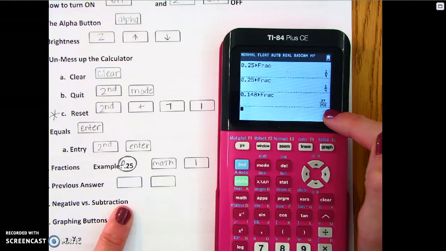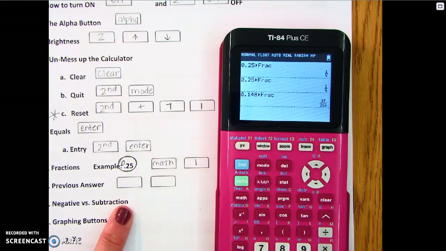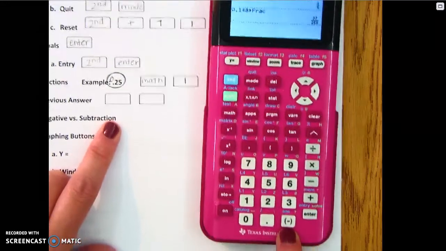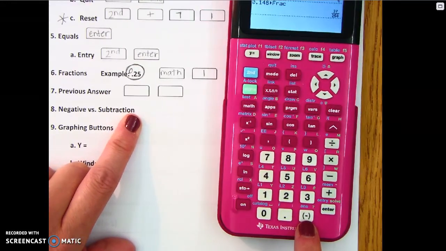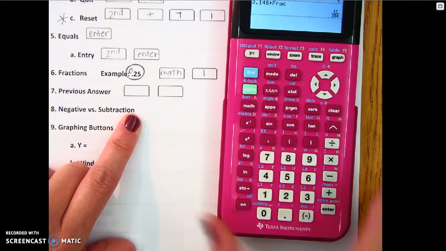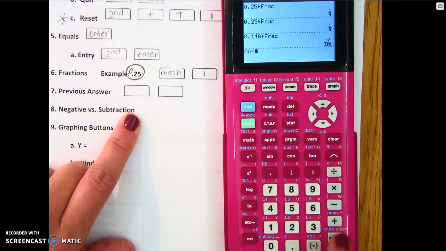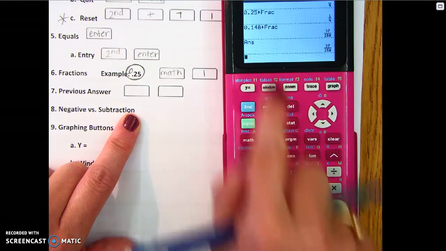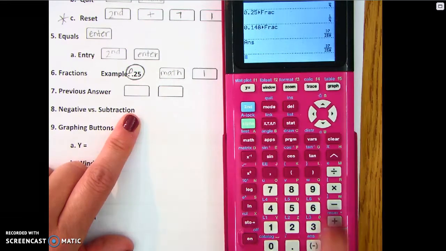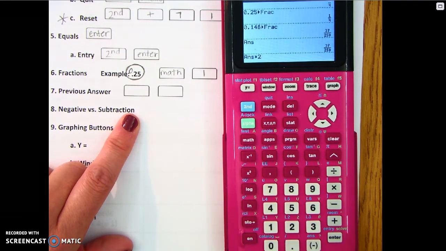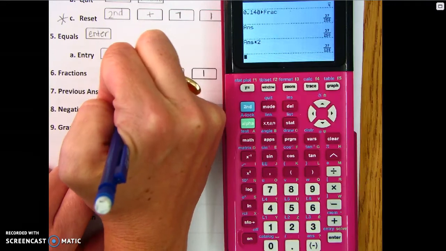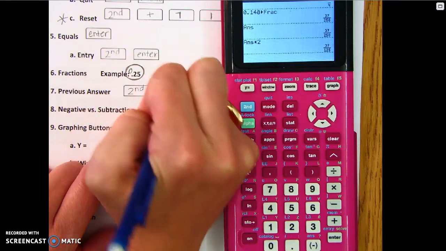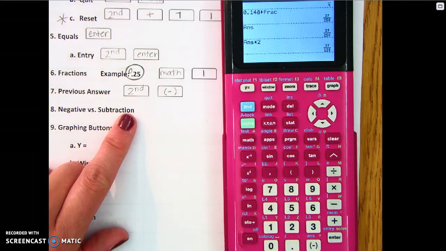If you just press second and this negative symbol down here, second negative symbol, see how it says ANS in blue? Press enter, and there's your answer. So say I go second ANS times 2. I don't have to type in that fraction again, it's just going to multiply it by 2. So previous answer is second, and then the negative button.